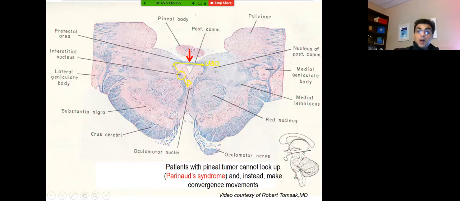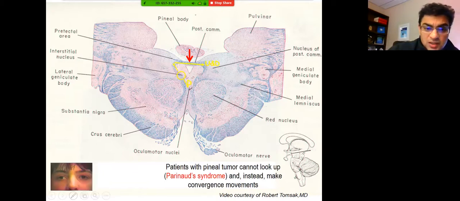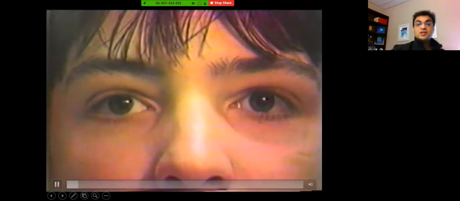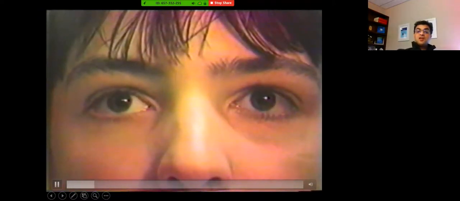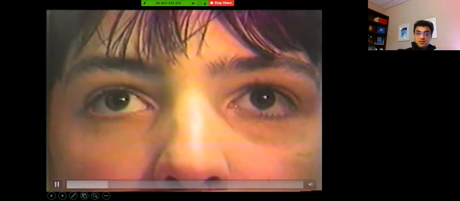They cannot look up because they don't have this, but instead they make a convergence movement to do that. So this is one of such patients, and as the patient is trying to look up, patient is making convergence movement. But down is okay. When she looks up, she makes a convergence movement, and down is okay. So this is Parinaud syndrome.